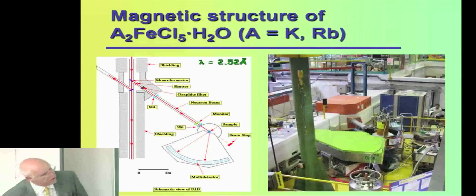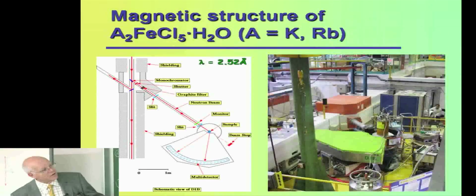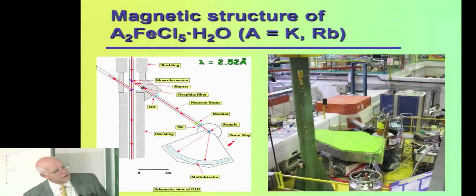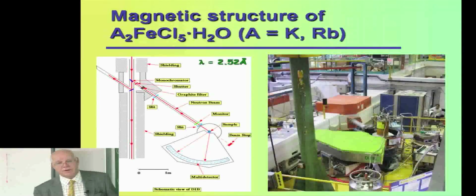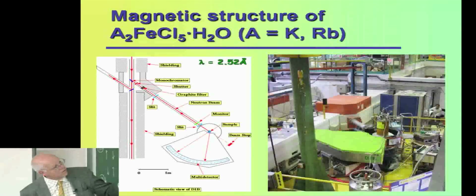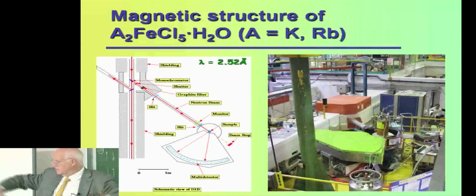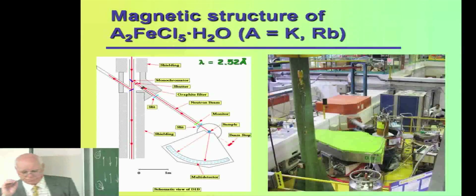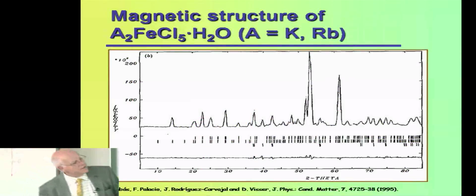This is an example. Well, this is one diffractometer at the ILL. This is a powder diffractometer. So neutrons come from the reactor along this guide. There is a monochromator here, and then a filter, the sample, and here is the multi-detector. It's called a banana, with a lot of detectors.